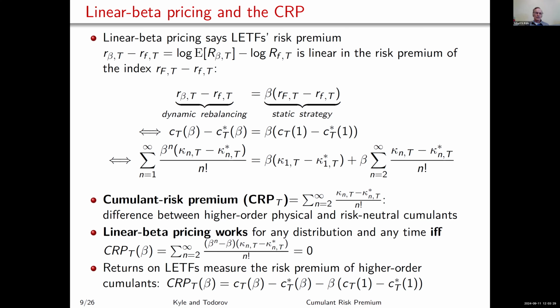So the returns on leveraged ETFs have in them this cumulant risk premium, which is the difference between the cumulant risk premium on the strategy you're actually following, which involves dynamic trading, and the more static strategy that doesn't involve any dynamic trading, but that you could multiply by the leverage factor beta.